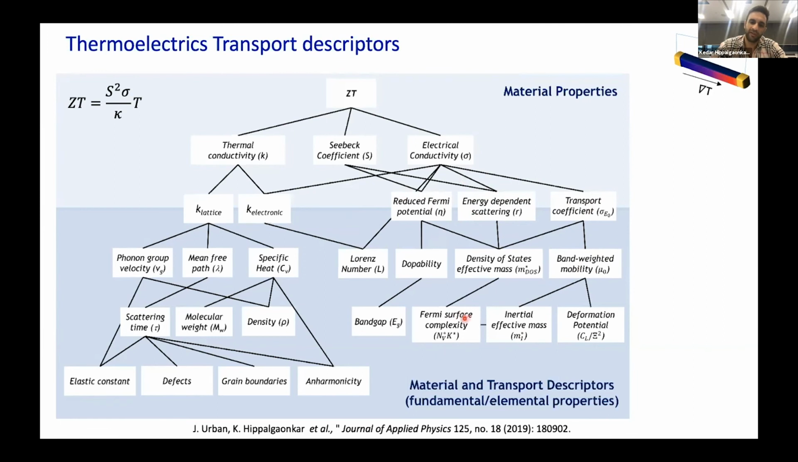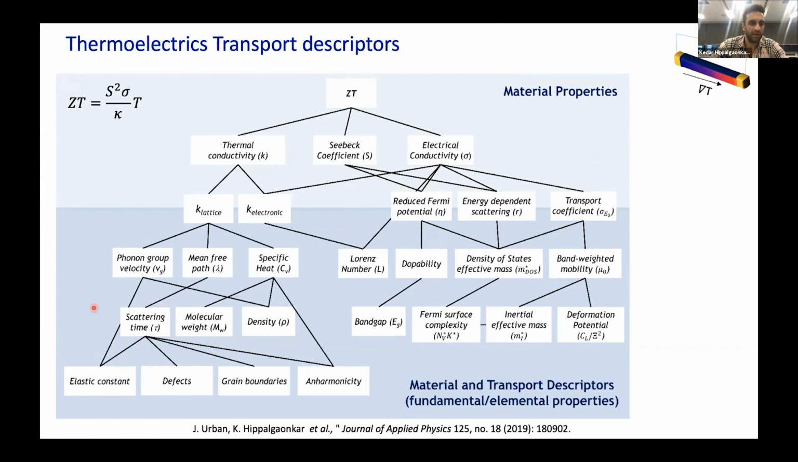And your Fermi surface is very critical. For example, the band gap is very important. The initial effective mass is important. The deformation potential calculated from DFT is very important. So it's a very complicated structure. And that's just the right-hand side for the electronic properties, which is essentially the numerator of this ZT equation.